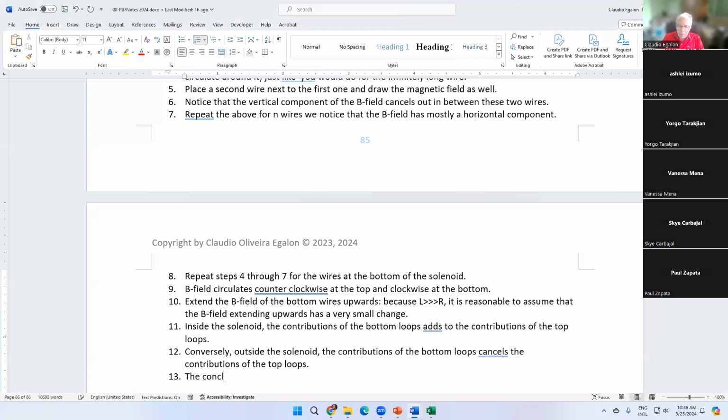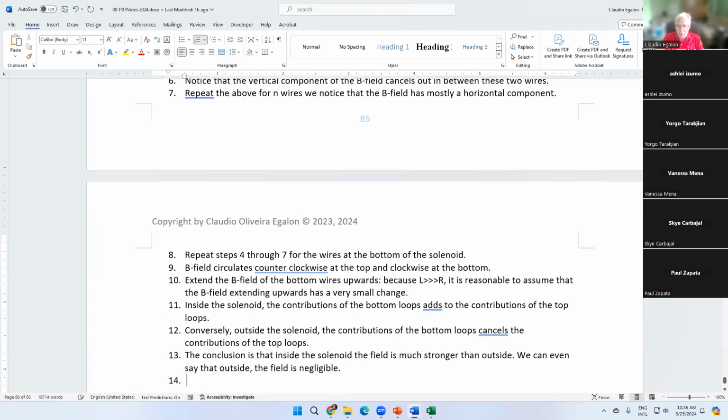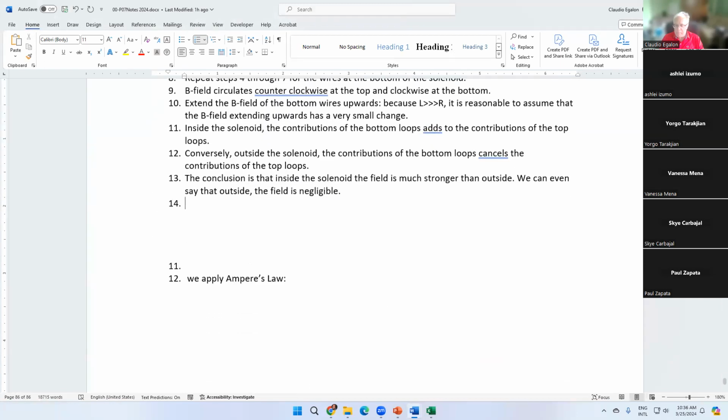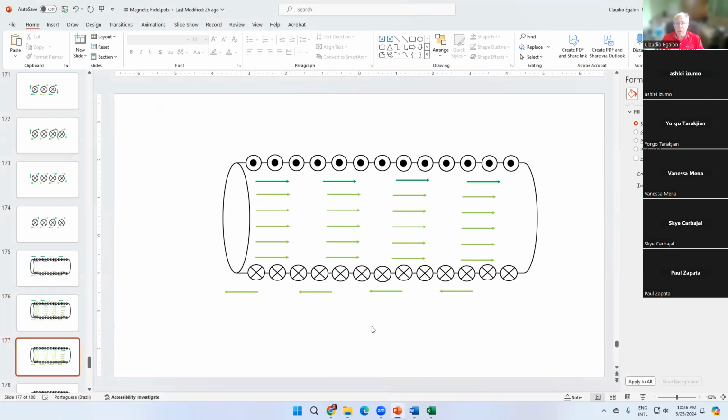The conclusion is that inside the solenoid, the field is much stronger than outside. We can even say that outside, the field is negligible. Negligible. Going back here, here you go. Field is zero at the top.